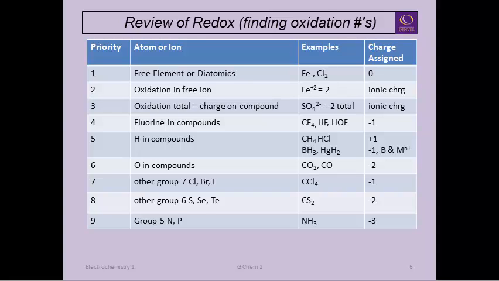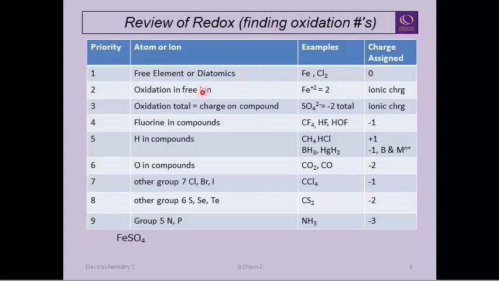This is a General Chemistry 1 concept, but it's worth going back through again. As you work down the table, we're going to be reminded that the first 3 priorities really deal with free elements or diatomics, elements as they're found in nature without being oxidized or reduced. These are all assigned the oxidation number 0.